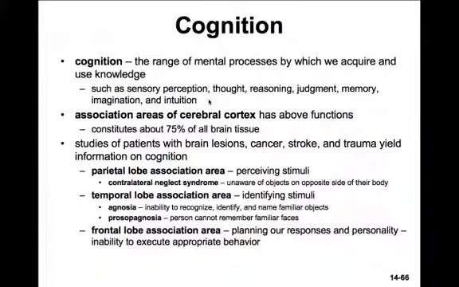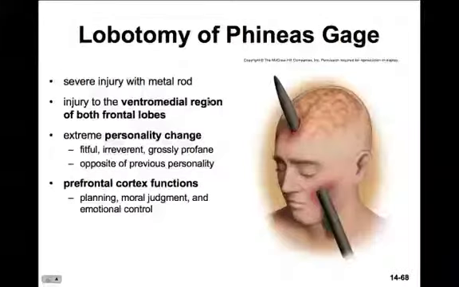The frontal lobe association area seems to be involved in planning our responses and personality. Lesions here result in an individual's inability to execute appropriate behavior. We can see this in the accident of Phineas Gage. Phineas Gage was working on a railroad and ended up with a spike all the way through his head.